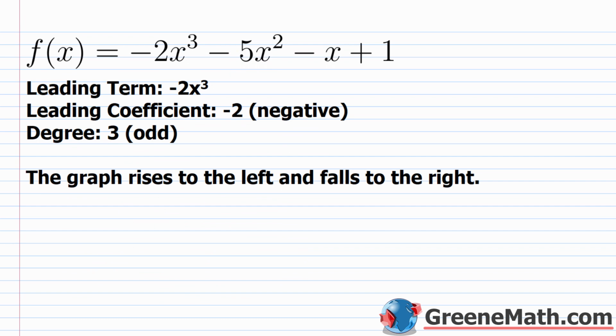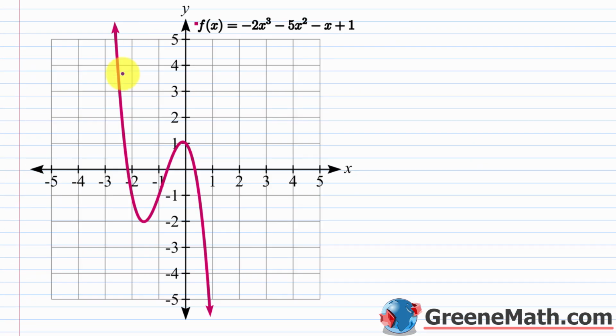So another example, here we're given f of x equals -2x cubed minus 5x squared minus x plus 1. So the leading term now is -2x cubed. The leading coefficient would be -2, which is obviously negative, and the degree is 3, which is odd. So here, the graph rises to the left and falls to the right. So again, looking at this guy, the f of x equals -2x cubed minus 5x squared minus x plus 1, we can see it rises to the left and falls to the right.